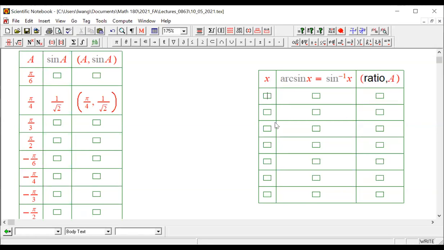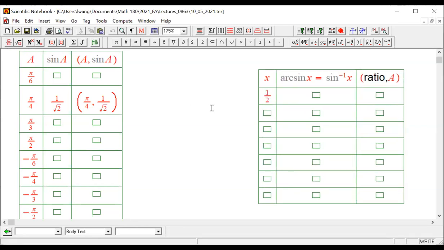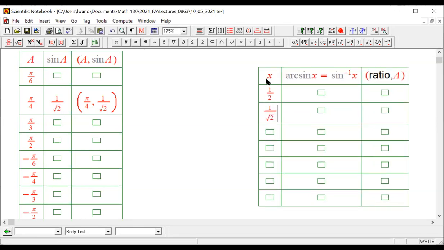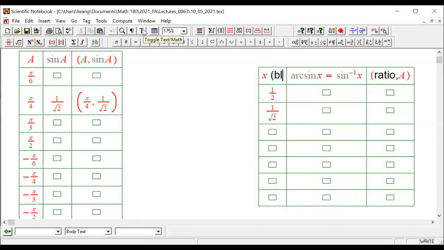Now, the ratio, however, the blue numbers, what are the blue numbers? The blue numbers can only be between -1 and +1. So the input for the arcsine can only be those blue numbers. Do you follow me? So what are those blue numbers? Can be half, can be root 2 over 2. Okay, so let me put it here. The blue number.